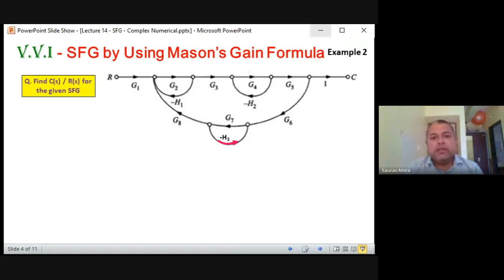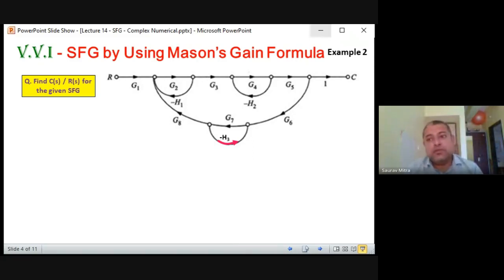In the previous numerical, what we had found was the forward path was touching both the loops that were there in the diagram. But in this case we are finding that there are four loops. Eventually I'll explain, and one loop is not touched by the forward path. Then there comes that Pk delta k term, as you have found in the case of Mason's gain formula. So in the previous example, delta k term was not there.